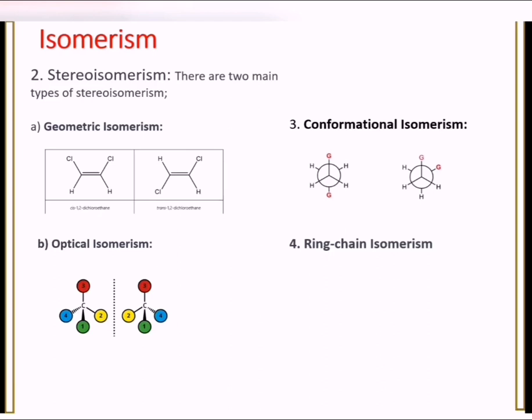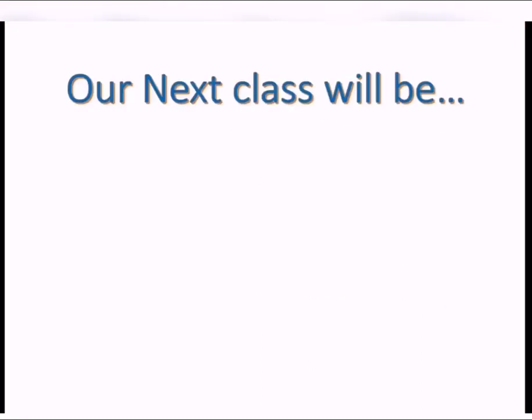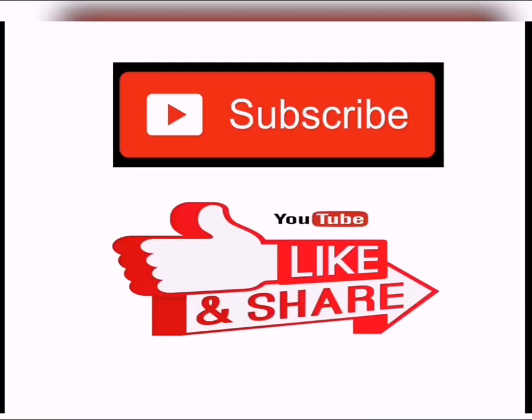The fourth one is ring-chain isomerism. Here, the isomers differ in the arrangement of a cyclic or acyclic structure. Our next class will be bonding and molecular structure.